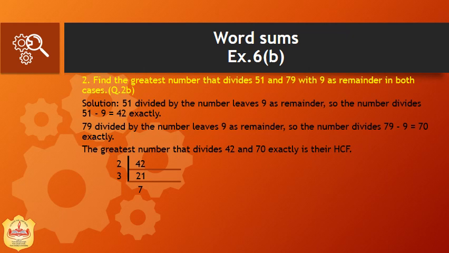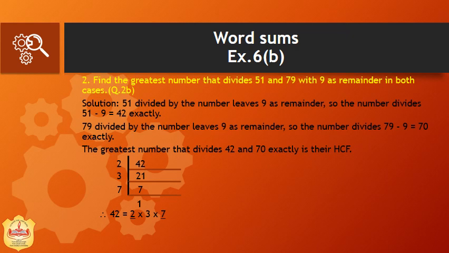Now the next prime number which can divide 7 completely is 7. So we will divide 7 by 7 and we get 1 as the answer. So now we can say that the prime factors of 42 are 2, 3 and 7. So when you multiply 2 by 3 and then by 7, you get the answer as 42, right? So these are the prime factors of 42.